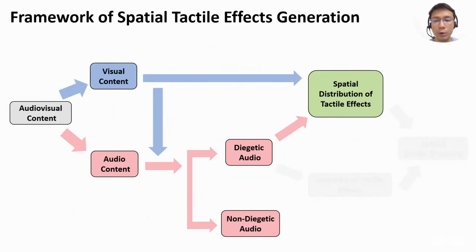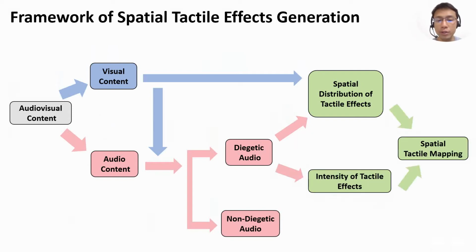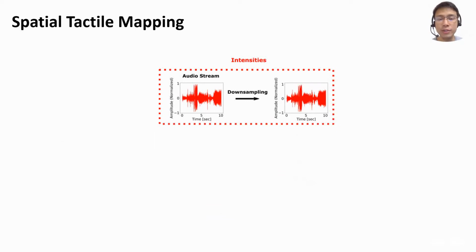After I explained how we calculate the spatial distribution of the tactile effects, I will introduce how we calculate the intensity of the tactile effects and combine the spatial distribution and the intensity to get the spatial tactile mapping. Our empirical tests show that when translating the diegetic audio signals to the tactile effects, maintaining the overall waveform will help the synchronization between the tactile effects and the audio signals, which will improve the user experience. Therefore, we use the running sum method in the translation.